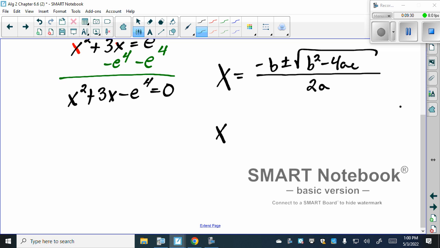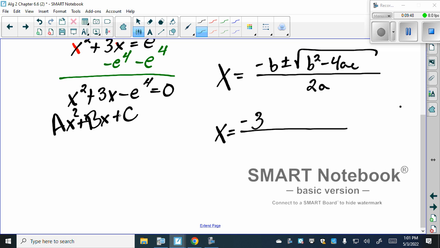Now if we plug these values in, because here we have a, b, and c, the value of b in this case is 3. Plus or minus, so b squared would be 3 squared, minus 4 times a, which is 1, and c, which is negative e to the 4th. Because negative e to the 4th is just a number. E to the 4th is just a number. It's irrational, but it's still a number. All over 2 times 1, which would be over 2.